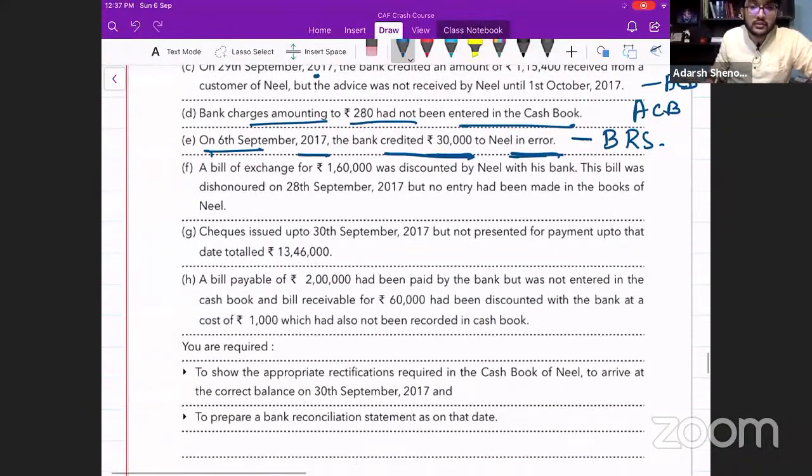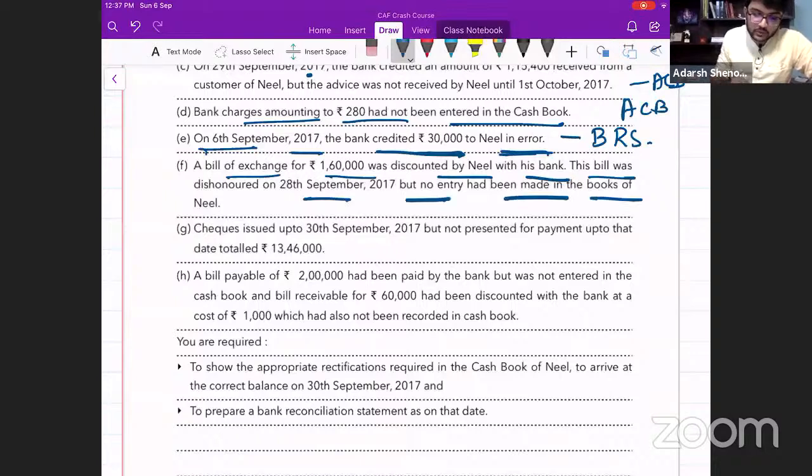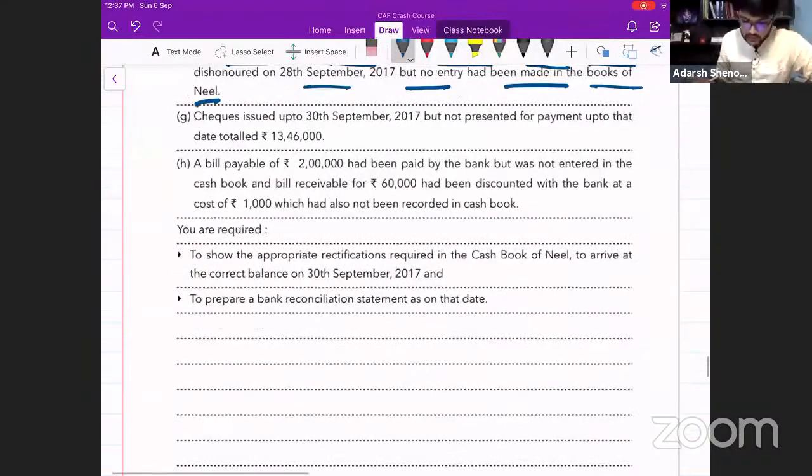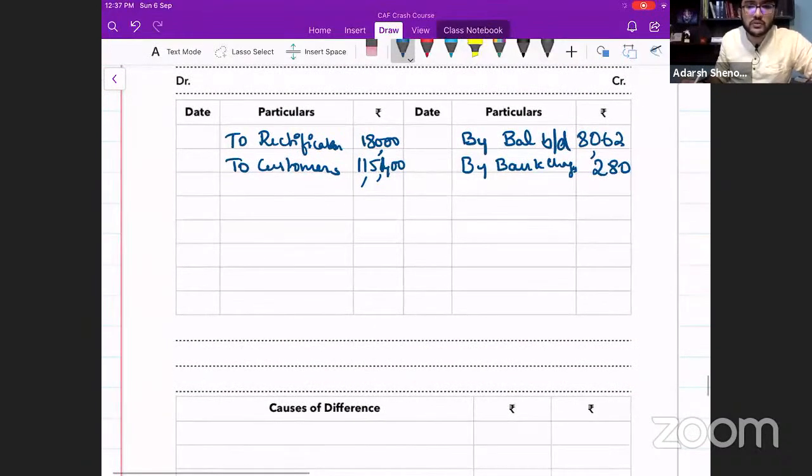Next one. A bill of exchange for 1,60,000 was discounted by Neil with his bank. The bill was dishonored on 28 September 2017, but no entry had been made in the books of Neil. Will this come in ACB or BRS? This will come in ACB. Which side should you record this? We should credit it because the amount is going from my account. So I have to write it over here.